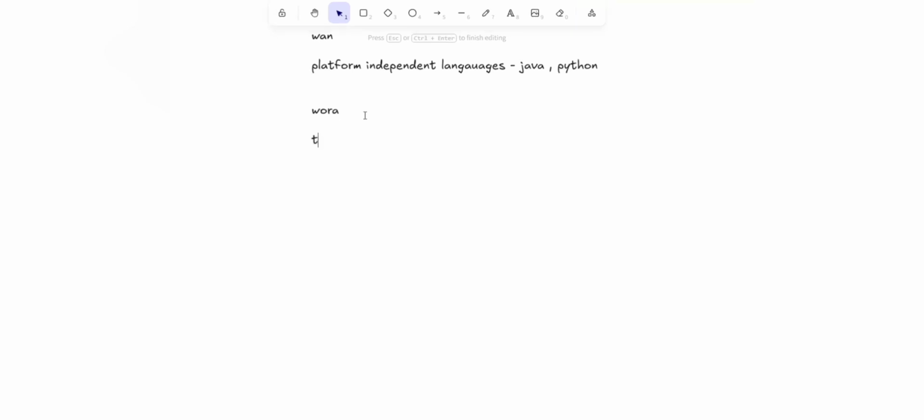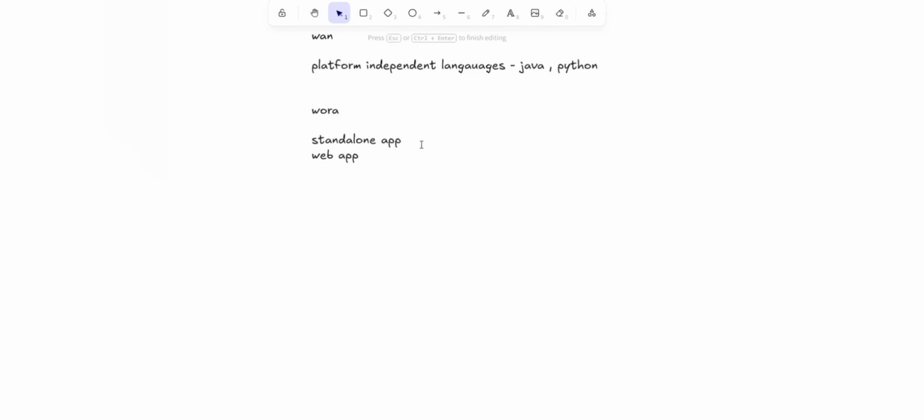So now let me tell you about standalone applications and web applications. As I told you, I'll tell you about standalone applications and web applications. So what are standalone applications and web applications?